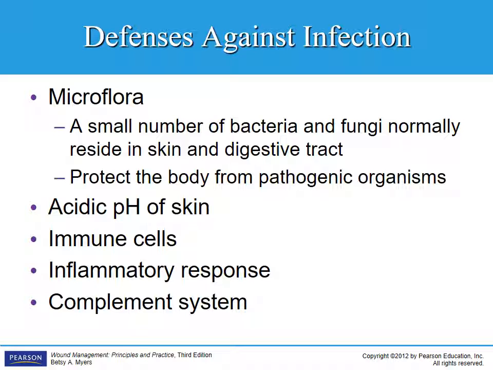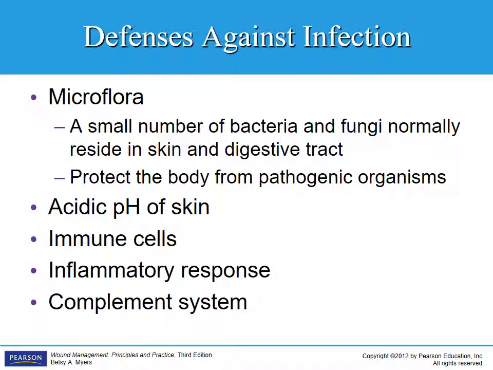As we know more about what lives in our body and what functions in a good way, we also understand when it becomes overrun, what causes disease states. We're going to talk about that a little bit more further in this presentation because there's some things that live in us naturally that don't cause problems as long as we are in a specific state of health. So microflora protect the body from pathogenic organisms.